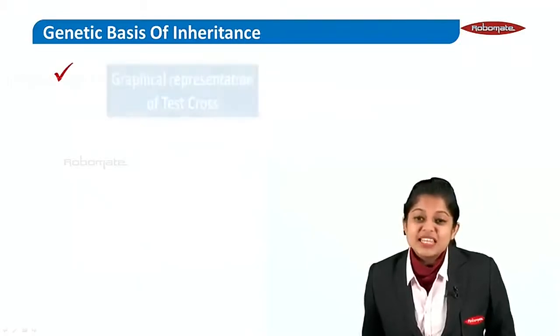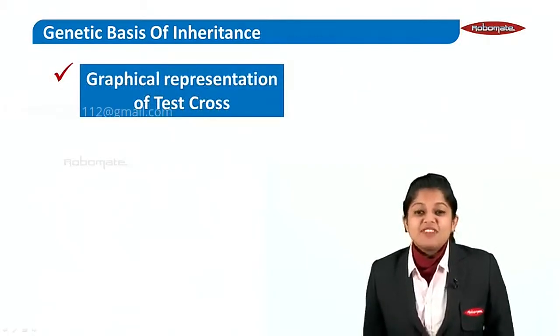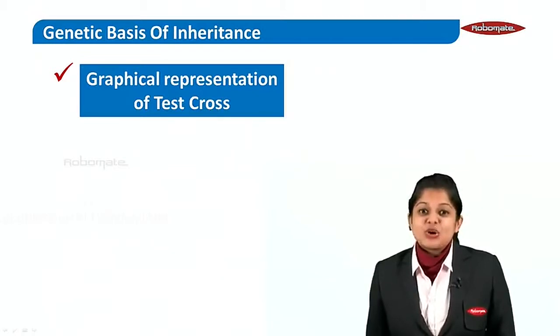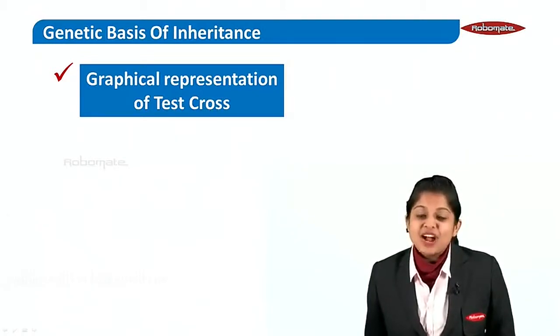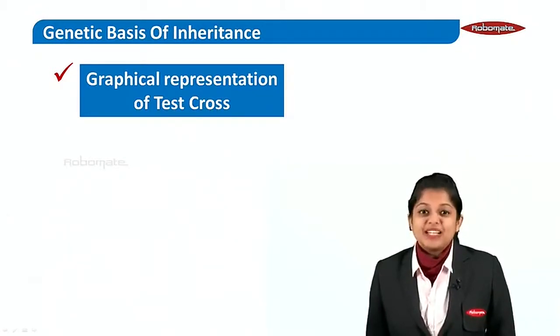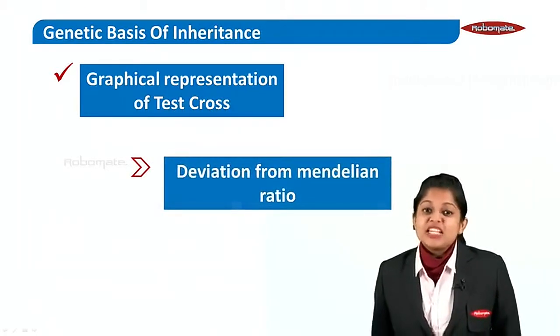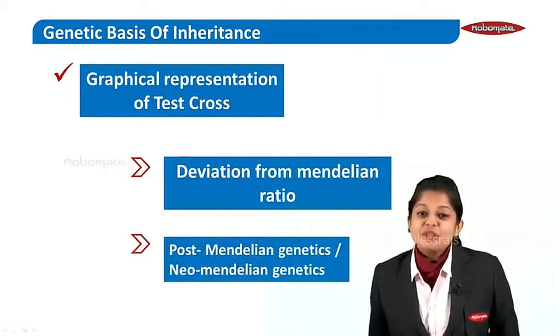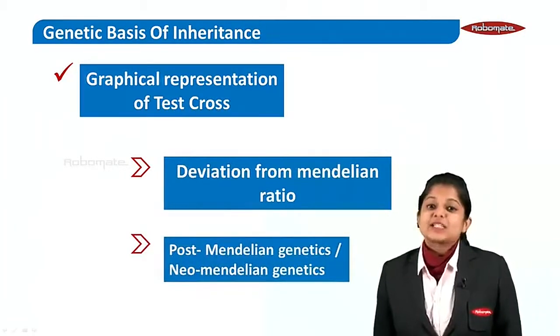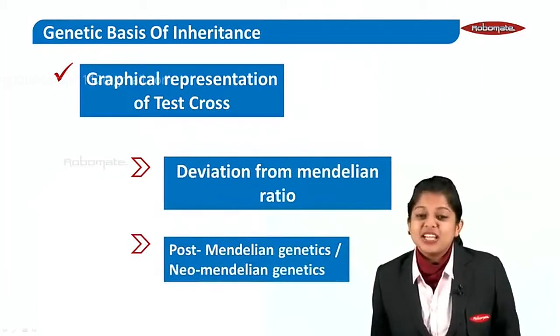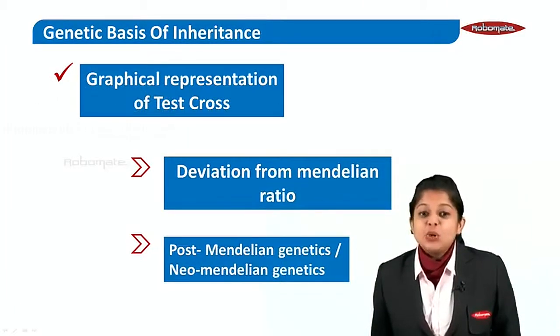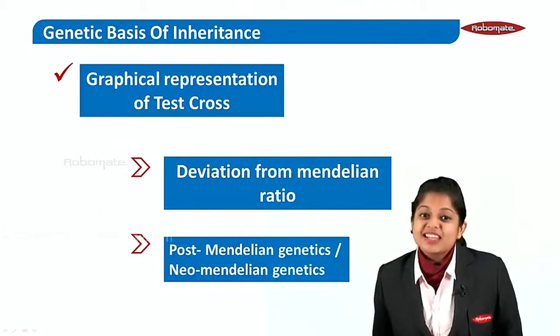So students, in this module we are done with the graphical representation of our test cross. I hope you've understood the test cross better now, and in our next module we are going to start the deviation from Mendelian ratio, and we are going to study what exactly is post-Mendelian genetics, or let's say neo-Mendelian genetics. Thank you.